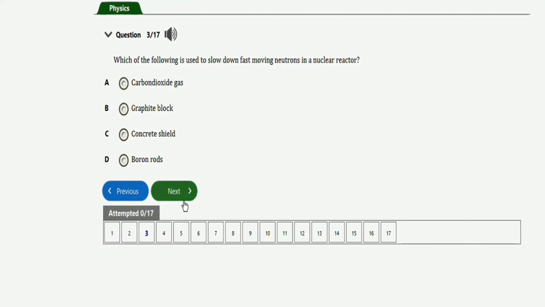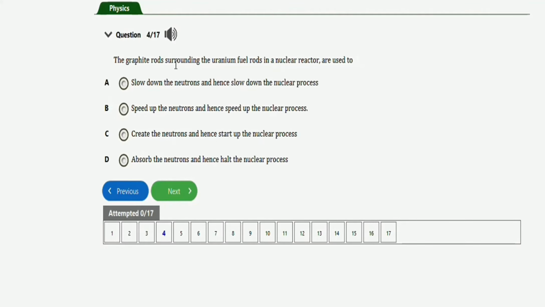Okay, the next question is this one. It says the graphite rods surrounding the uranium fuel rods in the nuclear reactor are used to. So I think we have answered this question before. Yeah, I think that was question 2. So the right option here will be the option that says slow down the neutrons and hence slow down the nuclear process. Okay, so take note of this particular question.